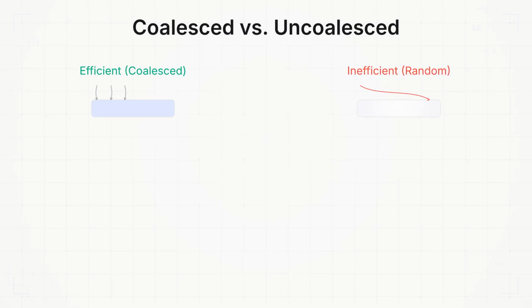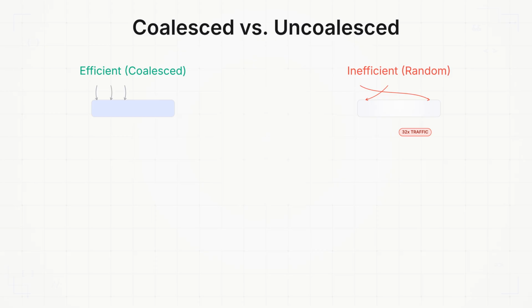The most common way to summon the memory ghost is through uncoalesced access. When a warp of 32 threads requests data, the hardware is happiest if those threads ask for a contiguous block of memory. This is coalescing. The GPU can fulfill this in a single 128-byte transaction. But if your threads are jumping around, thread 0 asking for address 100, thread 1 asking for address 5000, the hardware has to issue 32 separate memory transactions. You've just reduced your effective bandwidth by 32 times.